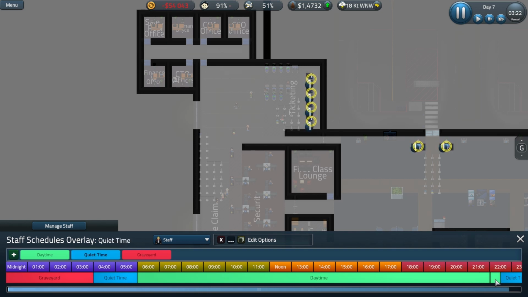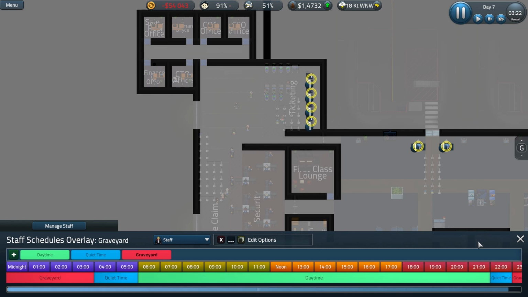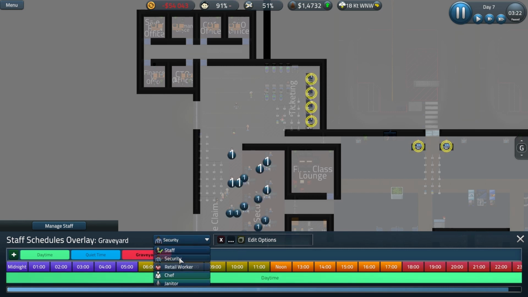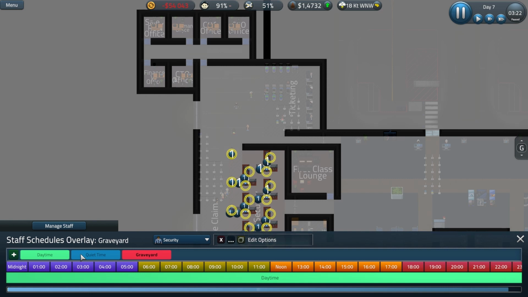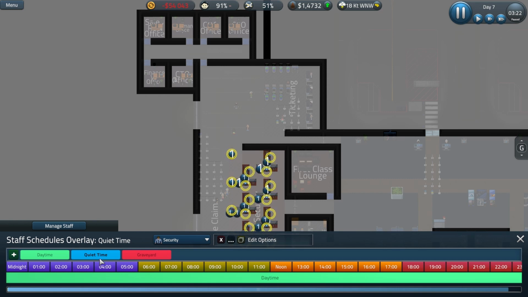So we've got these slots. I think I'm going to make this one a little earlier, 10 o'clock. We'll start our quiet time, and we'll start our graveyard from 11 o'clock that evening. So quiet time from 10 to 11, and graveyard from 11 until 4 o'clock in the morning, then back to quiet time until 6. Right, so we have to do this for each of our staff categories. So we do that for our general staff, who are serving customers, ticketing and those kinds of things, and then let's do the same thing with our security schedules.